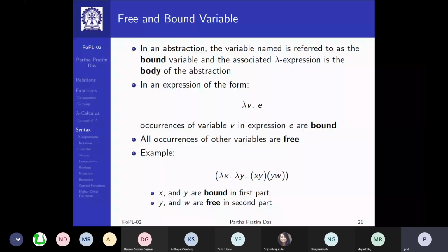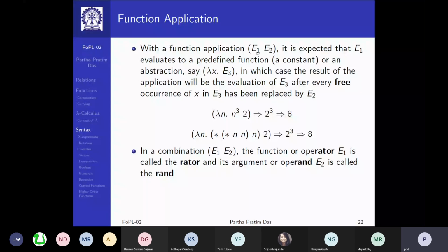Okay. So function application is written in this notation: E1 applies to E2. If E1 is like this, lambda x dot E3, then all free occurrences of x in E3, you replace x by E2. Now, mind you, x is bound in this lambda expression, but in E3 it has to be free. If you look at E3 separately, unless it is free, you cannot change its value. There could be other variables in E3 which are bound.